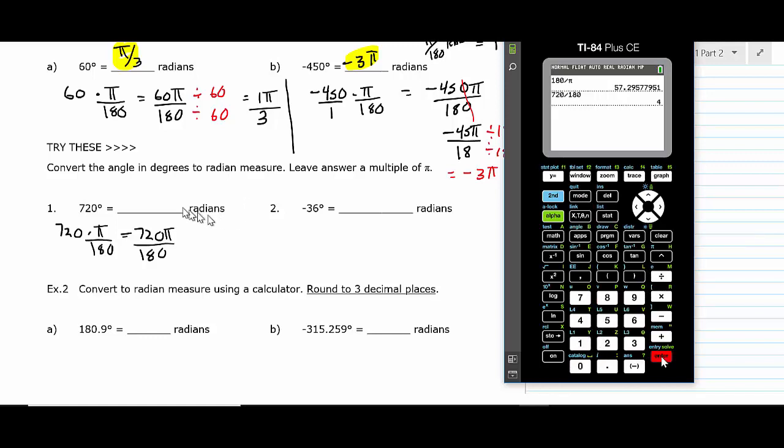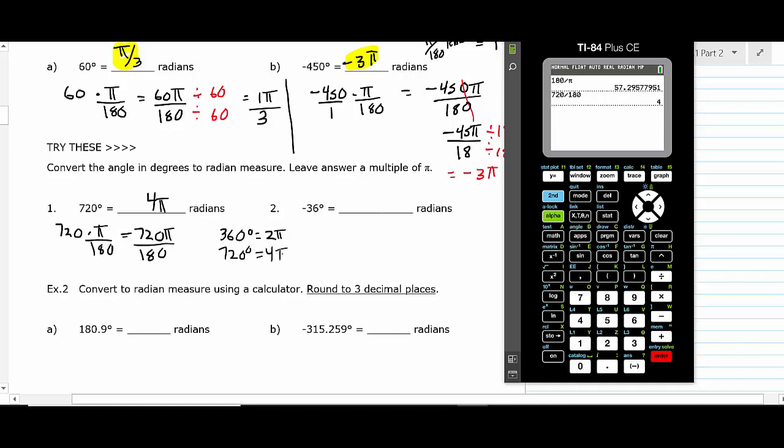Now, I gave this problem on purpose because what I was hoping you would see is if 360 degrees, hold on, that's 4 pi, sorry, so you've got the pi in there. So if 360 degrees is 2 pi, hopefully it makes sense that twice around the circle is 4 pi and so forth, all right? Okay, next one you should have done negative 36 times pi over 180.